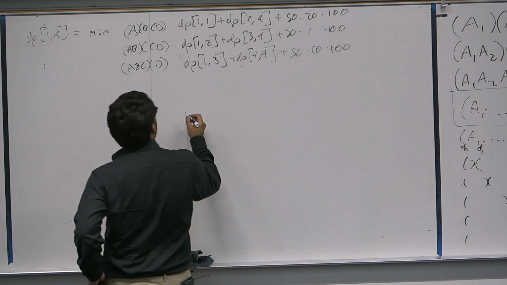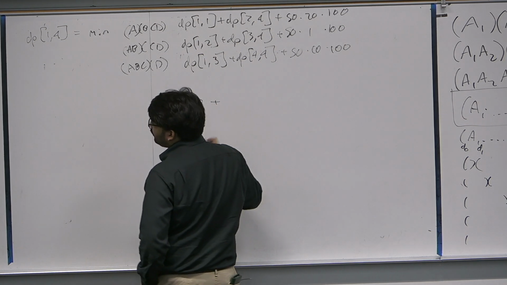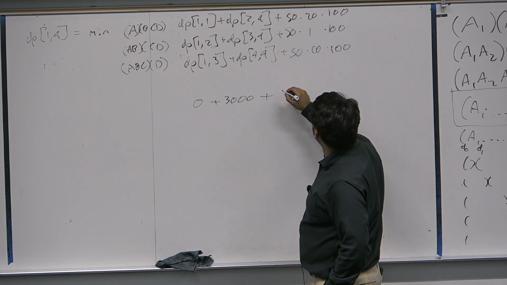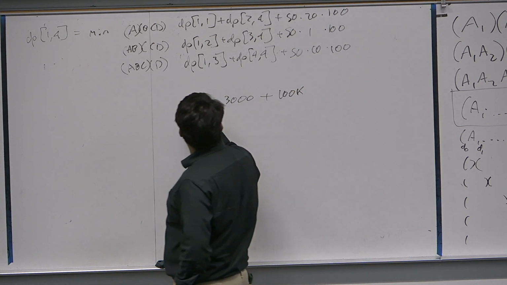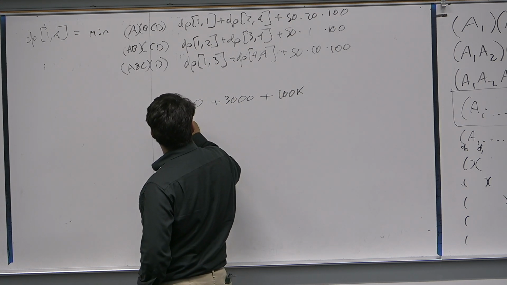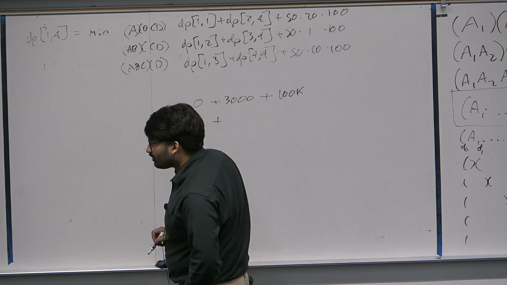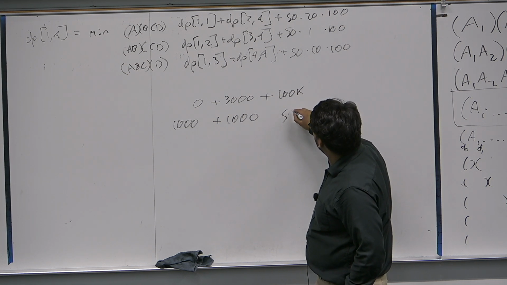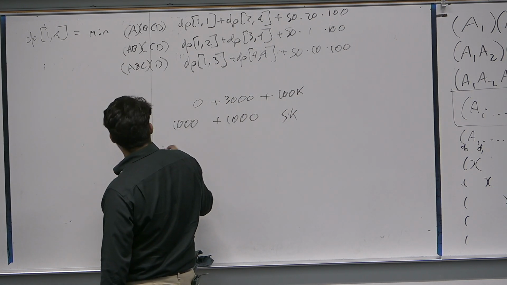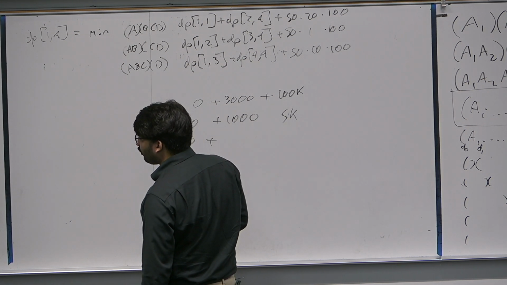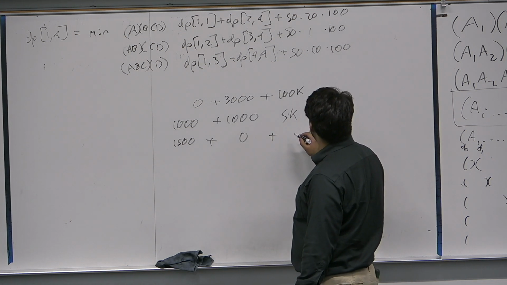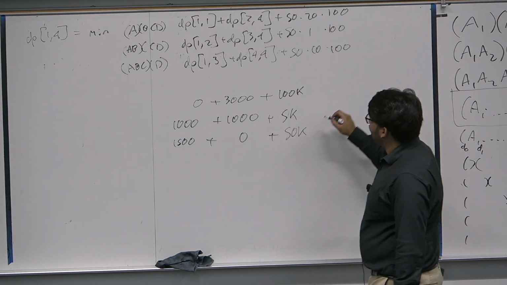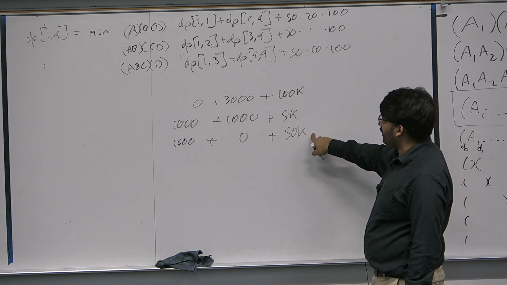And let's just fill those out again. That's going to give us 0 plus, what's dp of 2, 4? 3,000 plus, what's 50 times 20 times 100? 100,000, okay? That's too big. What's dp of 1, 2? 1,000 plus dp of 3, 4 is 1,000. What's 50 times 1 times 100? 5,000. What's dp of 1, 3? 1,500. What's dp of 4, 4? It's going to be 0. And then what's 50 times 100 times 10? 50,000, yeah. Okay, so the min is, this is like 103,000, this is like 51,000, this is like 7,000, right?